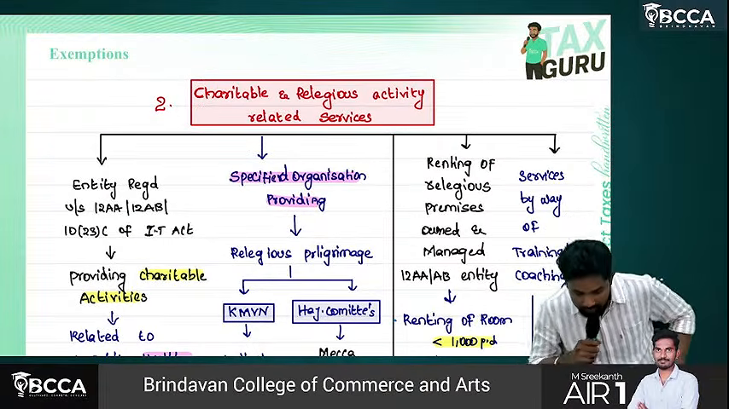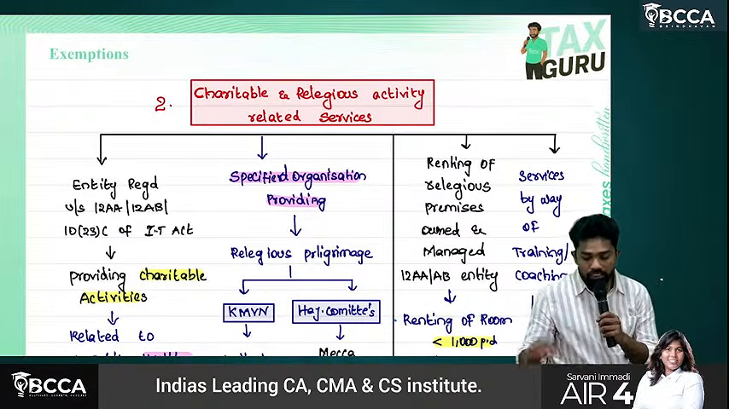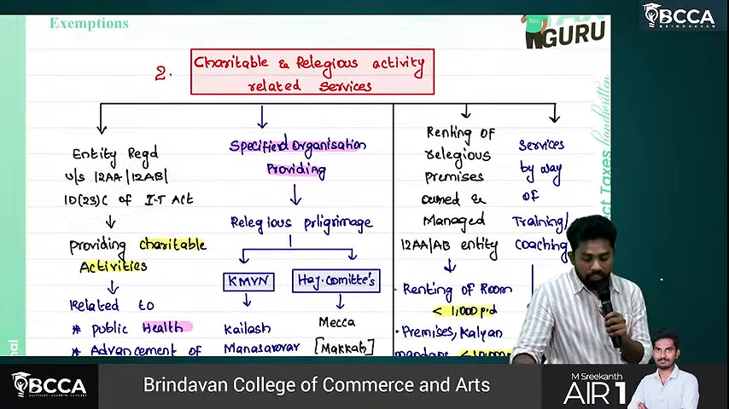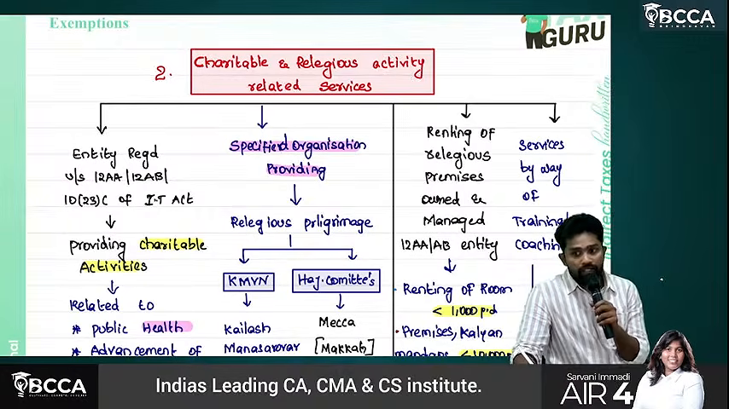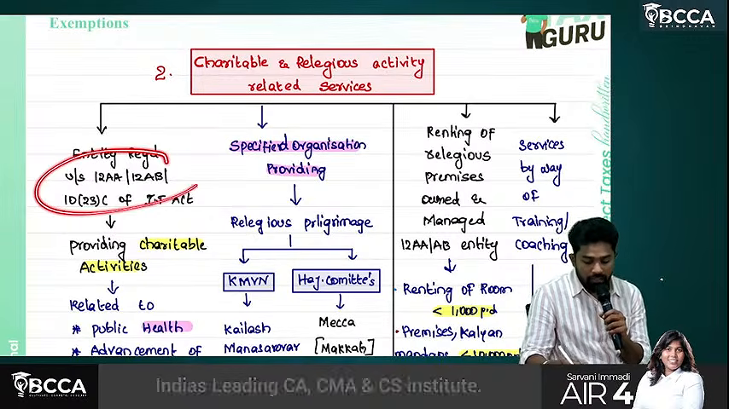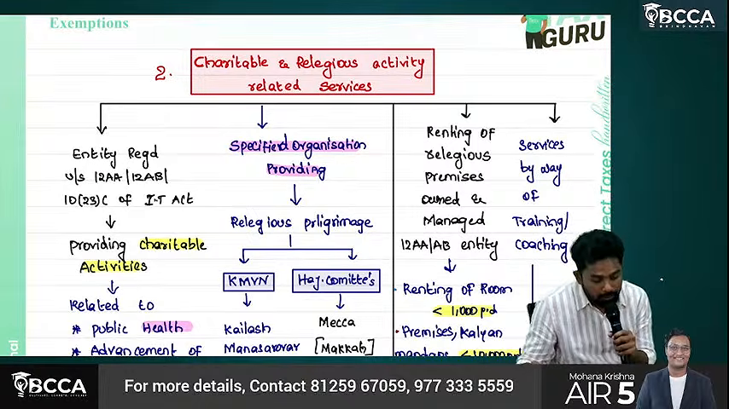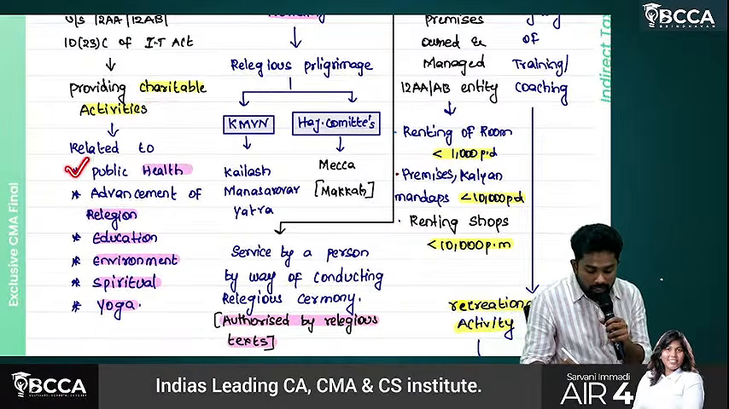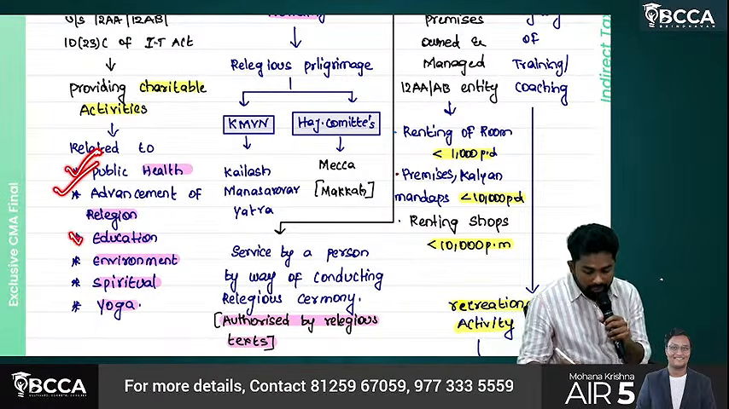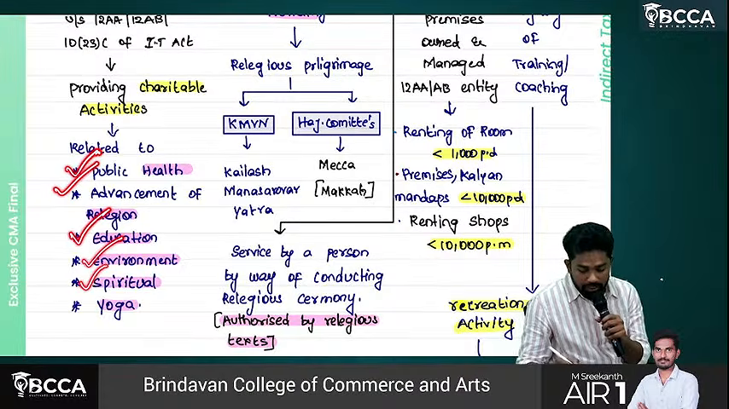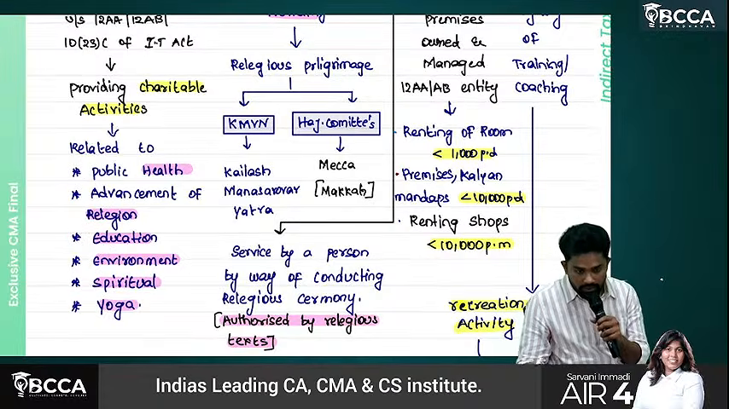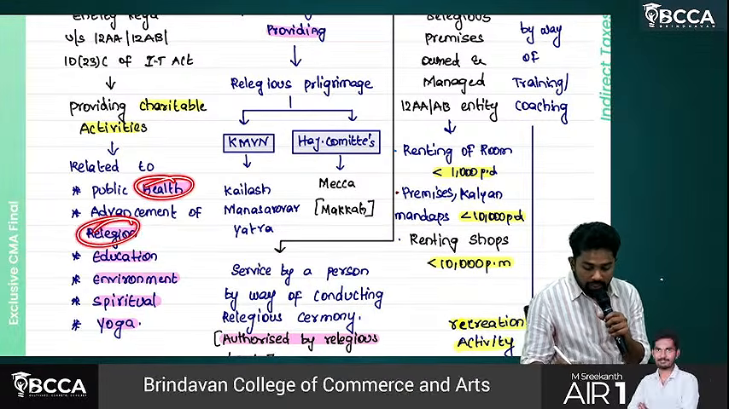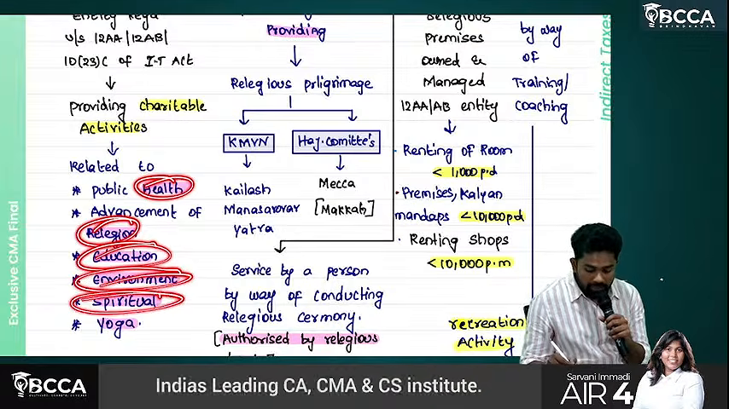First one, an entity should be registered under section 12AA, 12AB or 10(23C) of the Income Tax Act. Registered under where, sir? 12AA, 12AB or 10(23C) of the Income Tax Act. Then only it is called a charitable entity. Then they should be providing charitable activities related to health, advancement of religion, education, environment, spirituality, yoga. Understand, sir? They are providing charitable activities related to what? Health, religion, education, environment, spirituality, yoga.